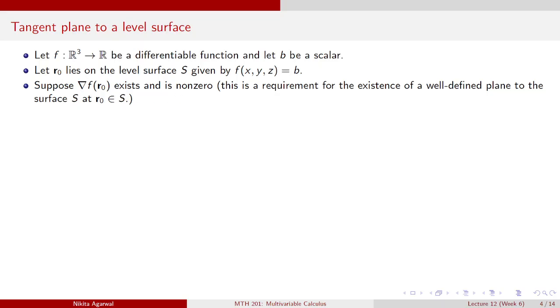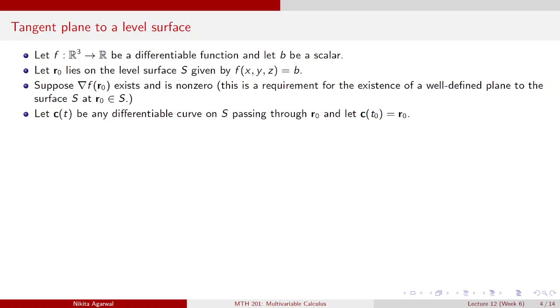Remember, gradient is a vector. So we are saying this vector is non-zero, meaning there is at least one entry in the vector, at least one component which is non-zero. Now, let C(t) be a differentiable curve on S which passes through R0. So keep the picture on the previous slide in the background so that you understand what is written here.